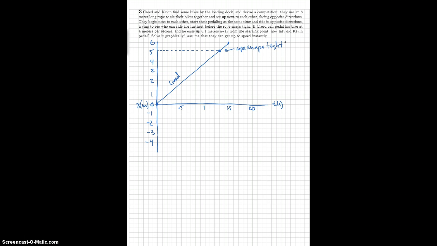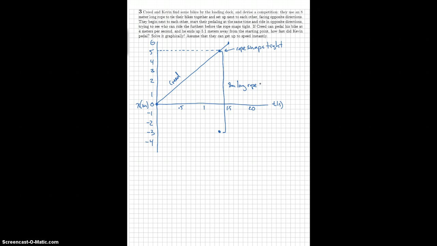So the rope is 8 meters long, which means that Kevin has to be 8 meters away from him, which means this distance down has to be 8 meters. So if I go down 8 meters from 5.1 meters, that's going to put him at negative 2.9 meters at this same time, because the rope is going to snap tight for both of them at the same time. So that's our 8-meter long rope.